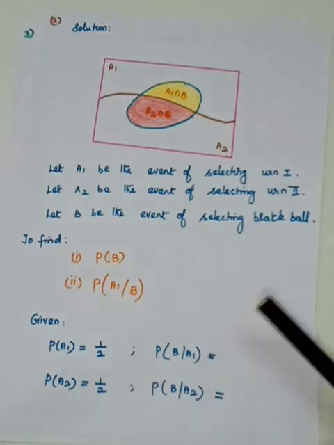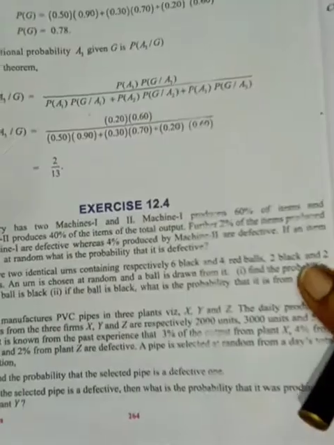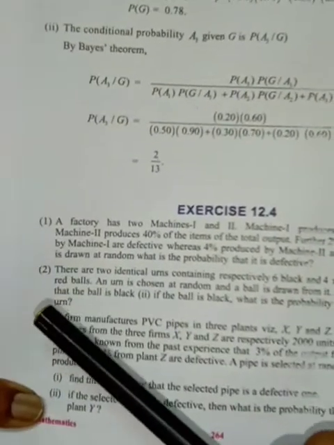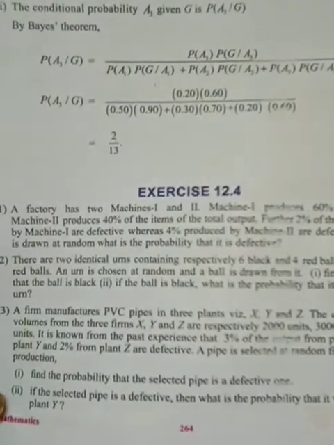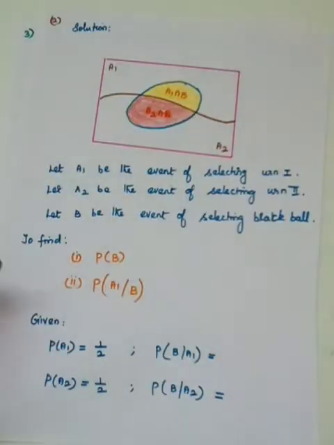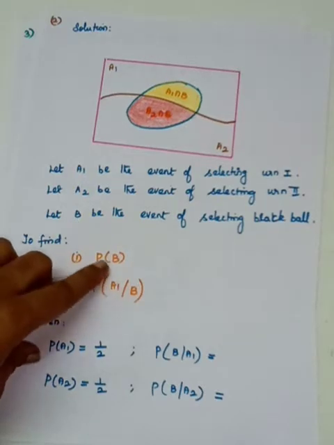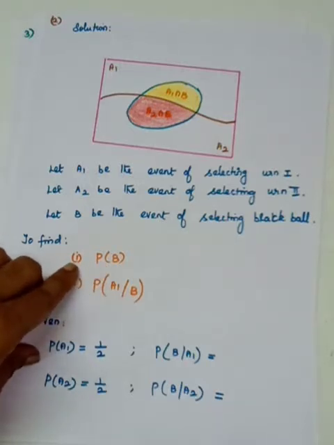Okay. And you see what we have to find. So see the question. The first subdivision: find the probability that the ball is black. So getting a black ball is the B event. So totally you have to find out P of B. P of B is the first one you have to find in the first subdivision.